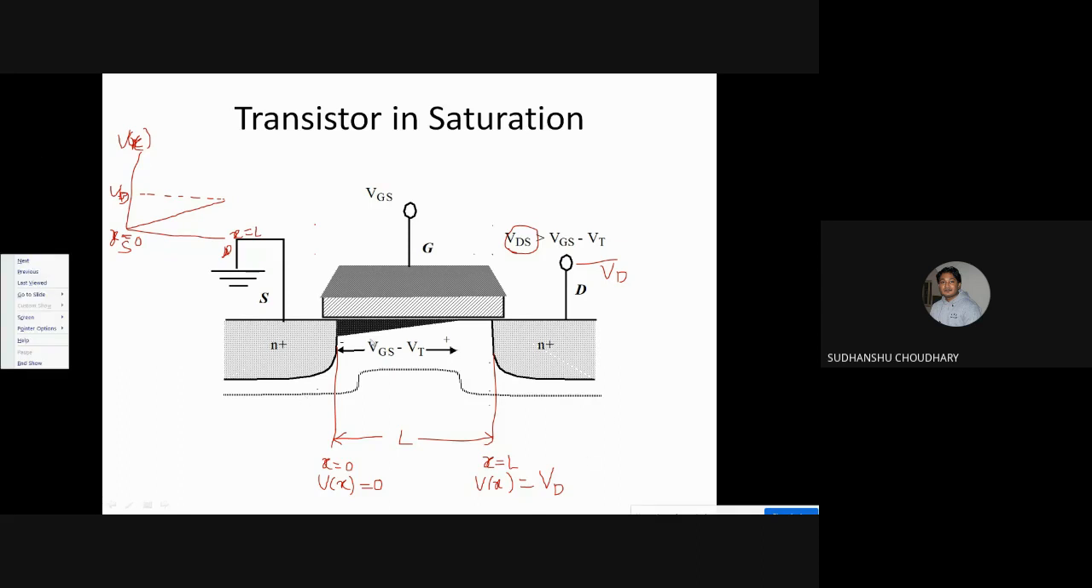Now, for maintaining a channel in this region, you are also applying VGS, that is VG, and VD also. So the overall effect of VG and VD on the channel potential, because both VG and VD are applied, gives the total channel potential, that is VG minus Vx.